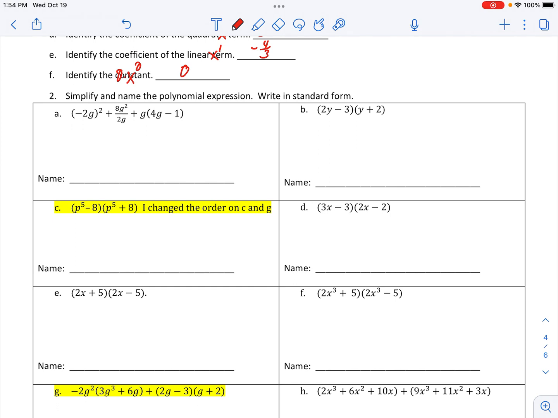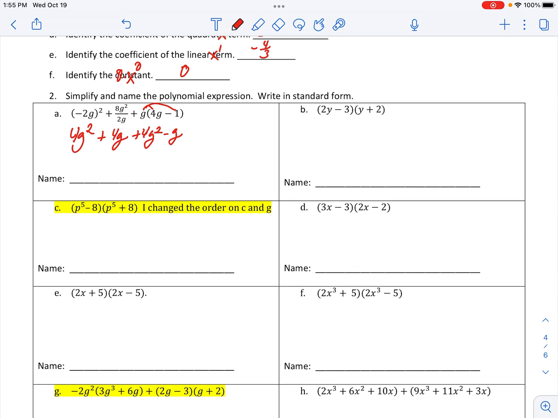On number 2, letter A, we've got a little bit of mixture going here, so we take it one step at a time. On this first set, that first term, we've seen parentheses before, multiplied by itself, 4g squared. Then we got some division. 8g squared divided by 2g gives me a 4g. And then I got parentheses, 4g squared minus g. Okay, put it into standard form.